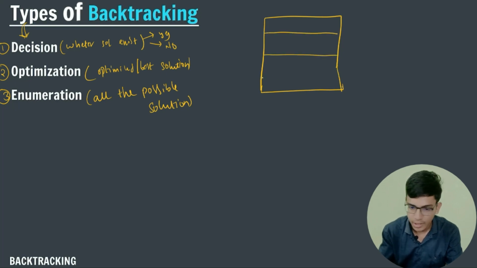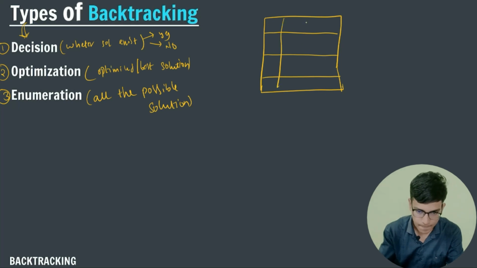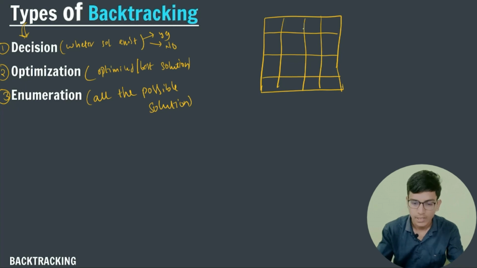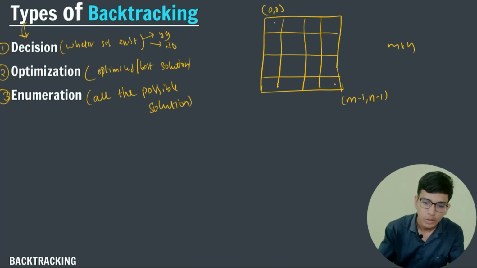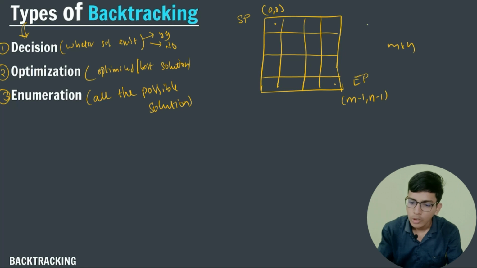To understand all three different types of backtracking, let us take the example of a grid. So this is my grid. Let us consider that this point is 0 comma 0 and our grid is m cross n, so this point will become m minus 1 comma n minus 1. We start from the 0th row. This is my starting point and this is my ending point. In this question, I need to find the paths possible from the starting point to my ending point.